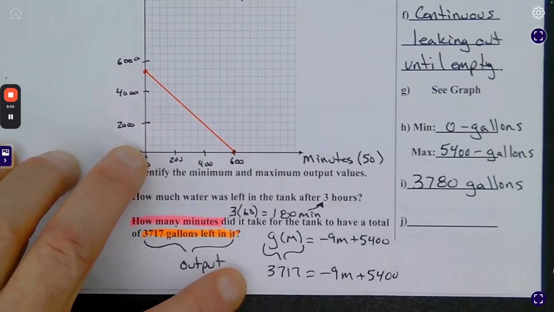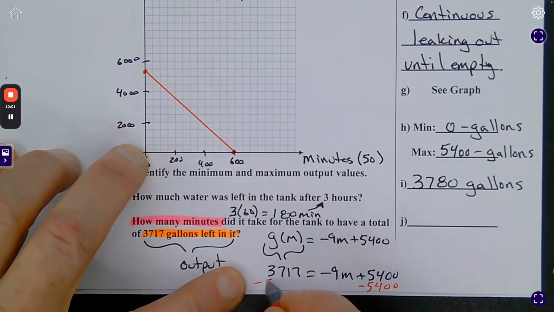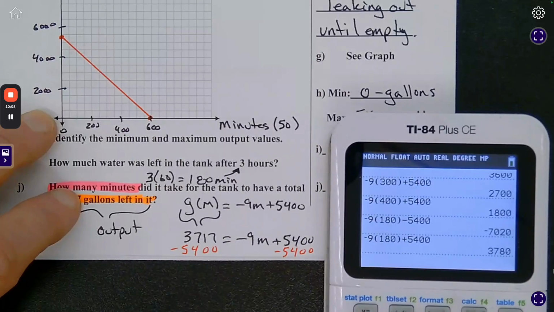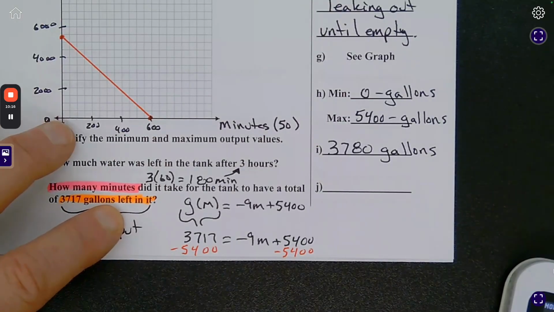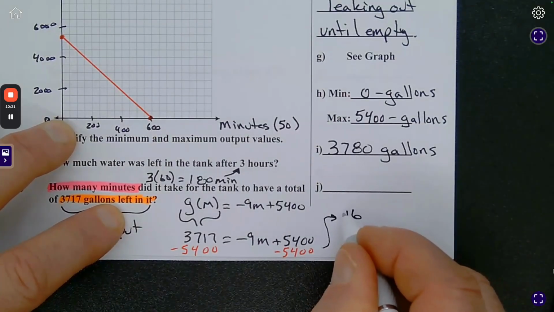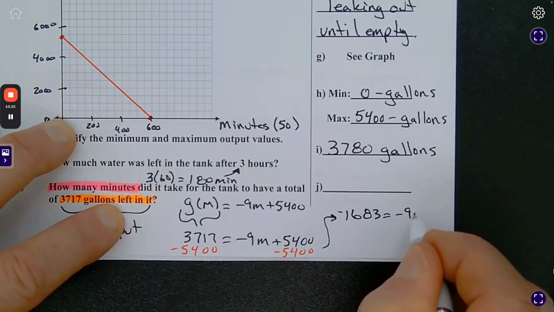I'm going to solve this for M. So I'm going to subtract 5,400 from both sides because I've got to solve the equation for M. So inverse operations. I'm going to go to my calculator and do 3,717 minus 5,400. I get negative 1,683. So that means negative 1,683 equals negative 9M.